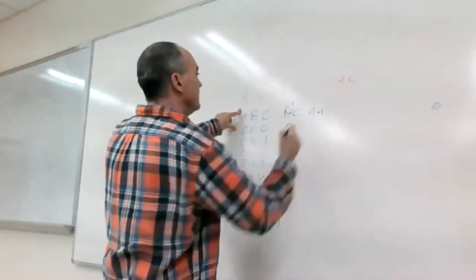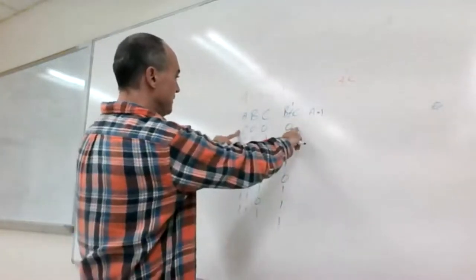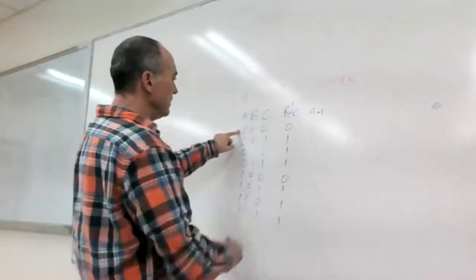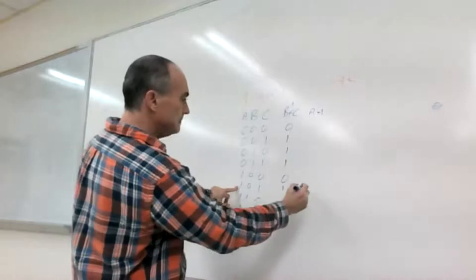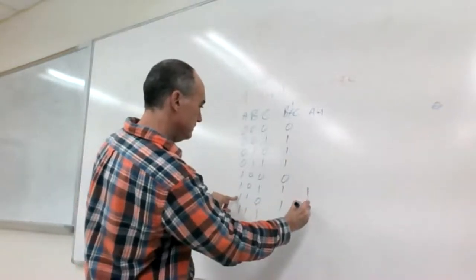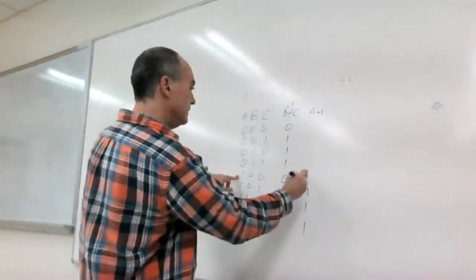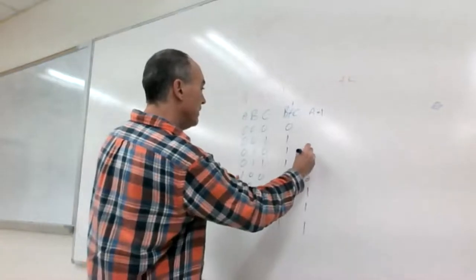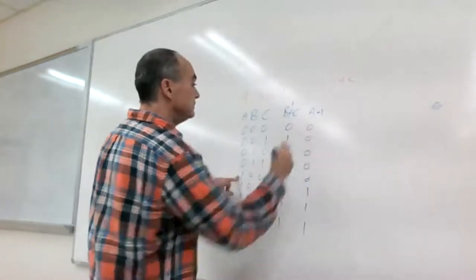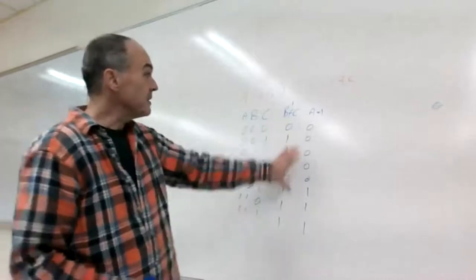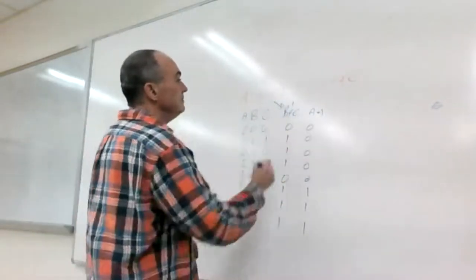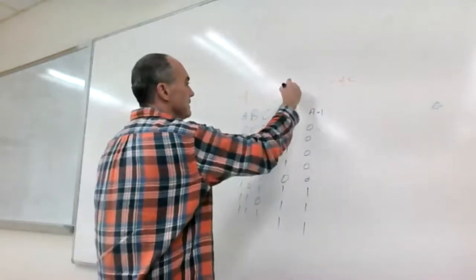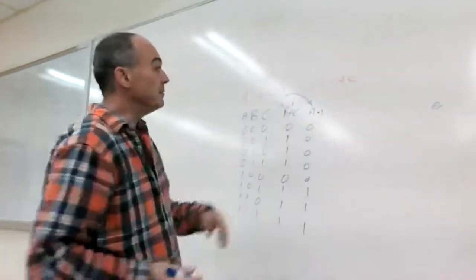So A and expression one here. That would be one any place where A and that is one. So it's only going to be one down here, and it should be zero everywhere else. So that's the expression that we get for the original. So we can compare that.